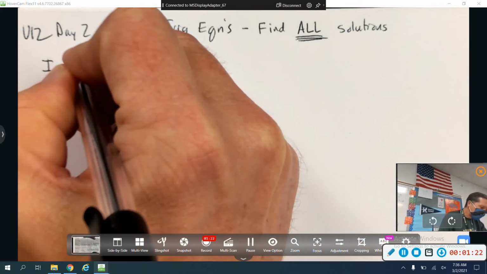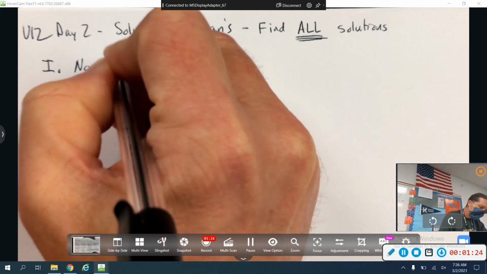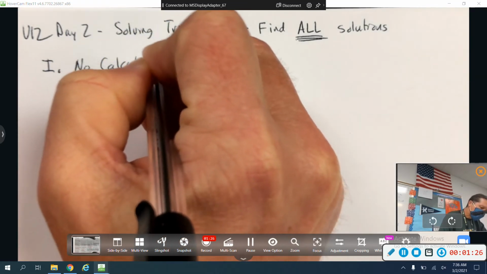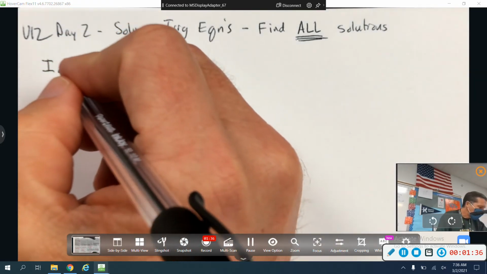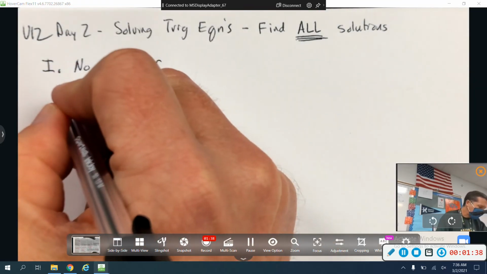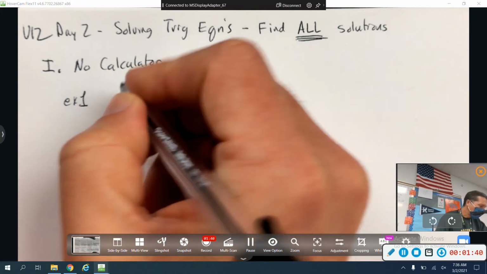So first is no calculator. And remember, we're going to split up the test days, no calculator one day and with calculator one day. So no calculator. Probably the easiest way to do these is just work an example, or work several examples.